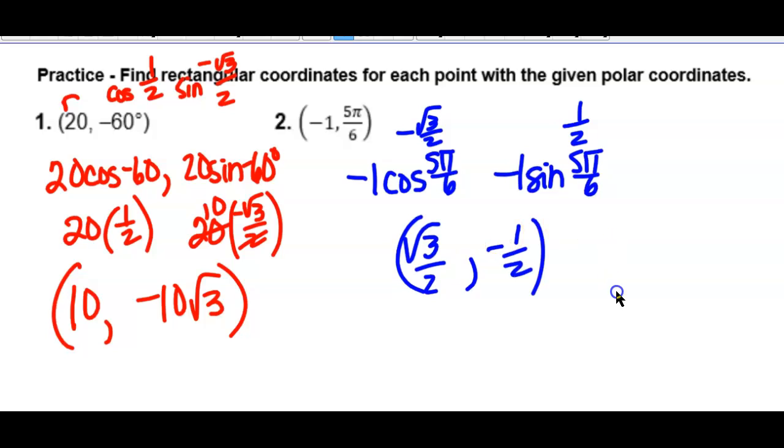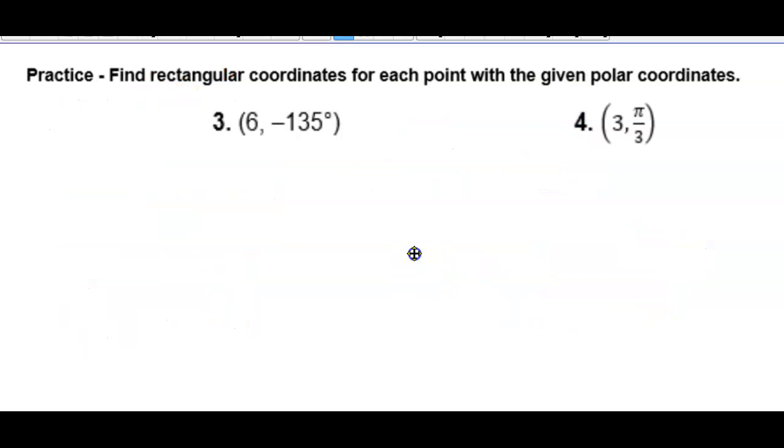All right, let's think about that for a second, just so this makes sense to you. If you went around 5 pi over 6, and then you backed up 1 radius, you would be down in this quadrant. And it's telling you you would be the same as if you went over square root of 3 over 2 and down a negative 1/2. Okay, just so you understand why the signs are different places.